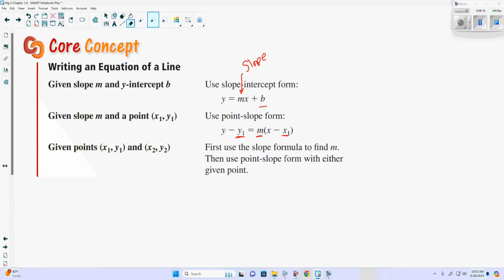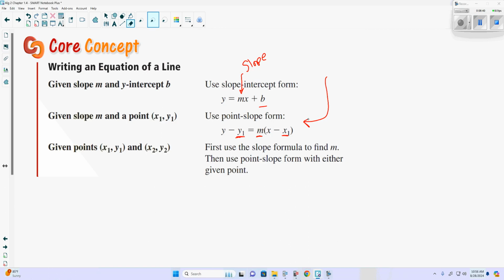Now, if they give us the slope and a point, point-slope form is a great way to find the equation of a line. If they give us the slope and the y-intercept, we can use slope-intercept form. And really, it's not too hard to go from point-slope back to slope-intercept. The only thing we have to do is get the y value by itself and simplify the other side.